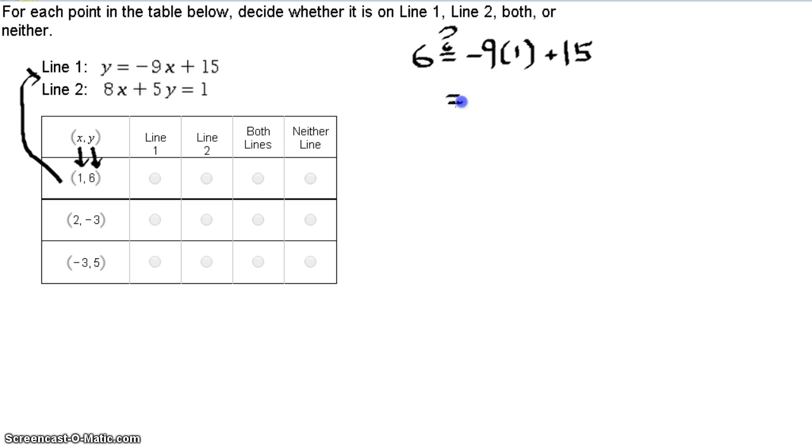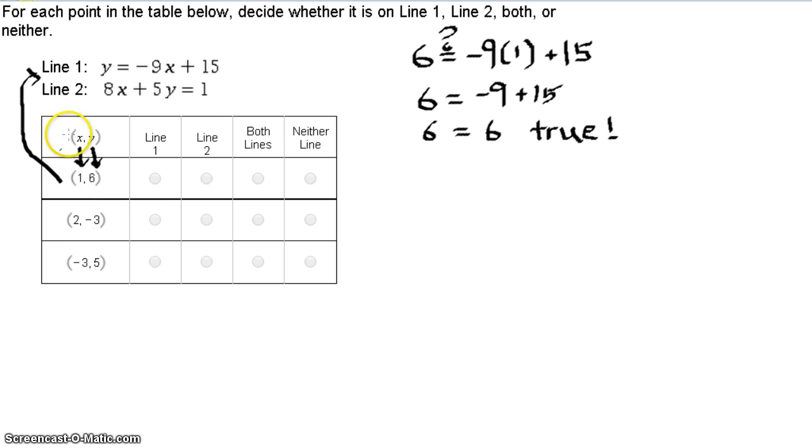So let's see if this is true. On my left hand side I'm just going to have a 6. On my right hand side I have -9 times 1, which is -9, plus 15. Alright, -9 plus 15 is equal to 6. So my left hand side and my right hand side are equal, this is true, which means the point is on the line.